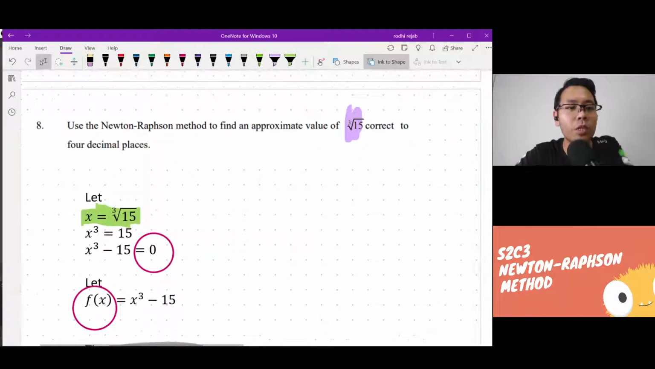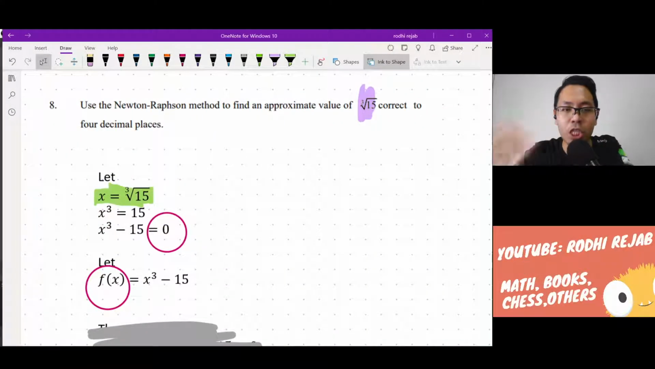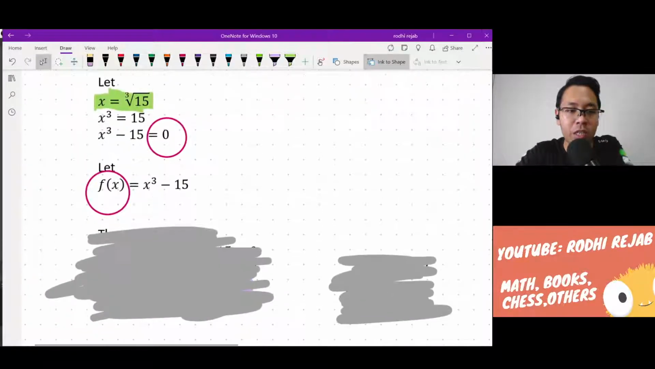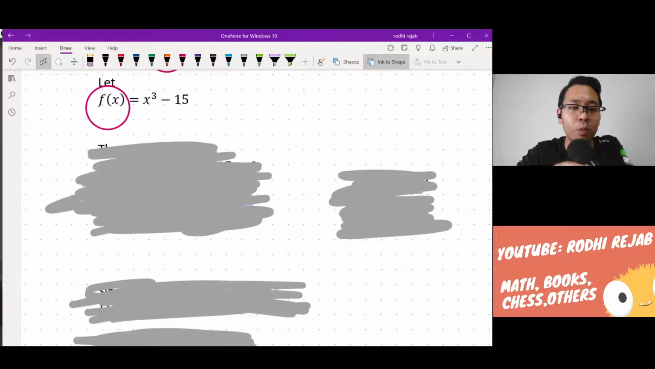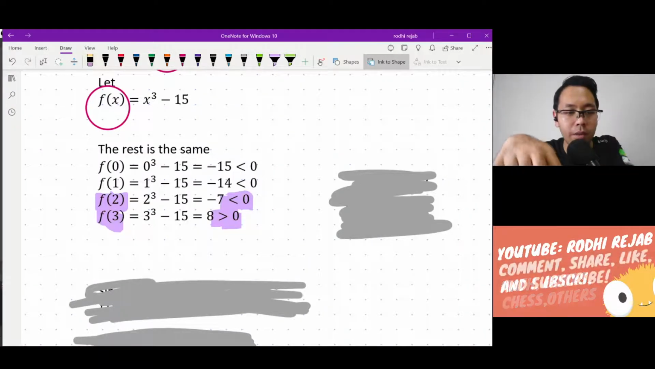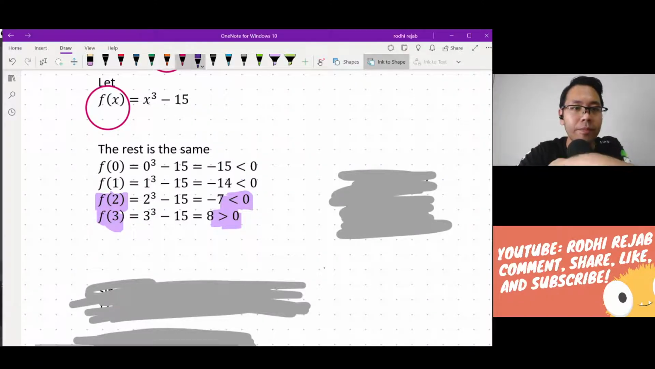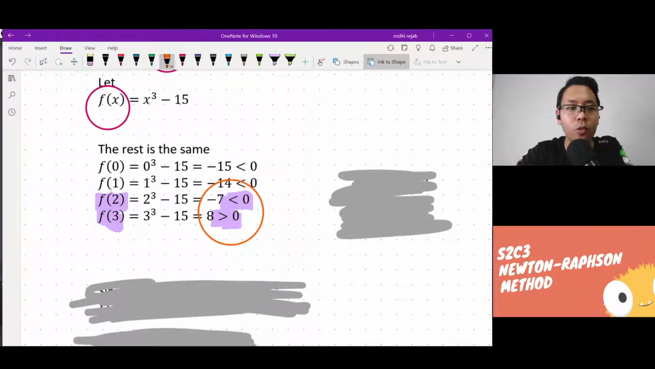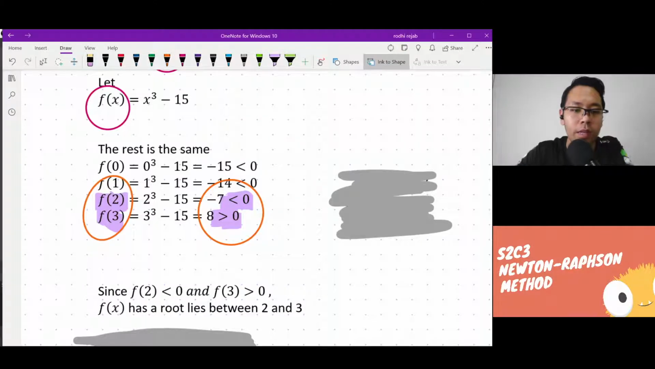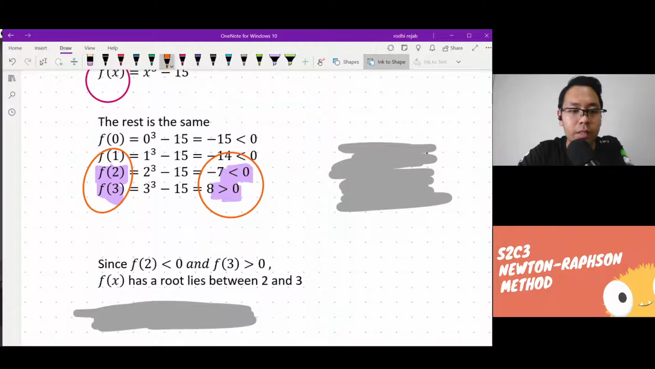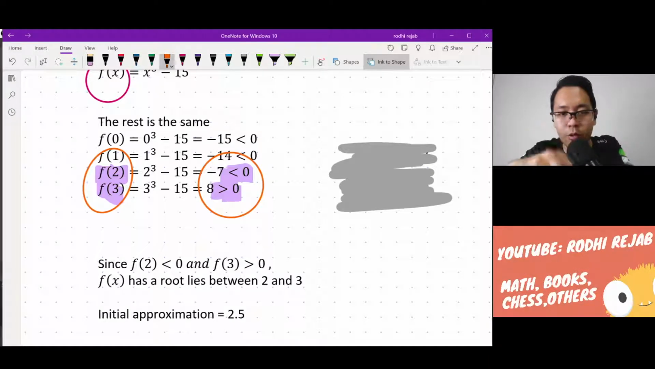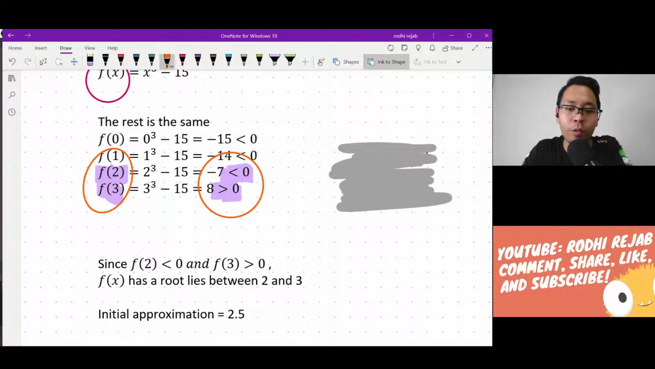But in this question, you are not given any initial approximation of the root. So how are you going to find the initial approximation? You may do it in this brute force manner. You can see that only for these last two here, one is less than 0 and one is more than 0, so that's where your initial approximation is going to lie, which is around 2.5. You must write down the whole thing. And someone might ask, must we really calculate one by one?